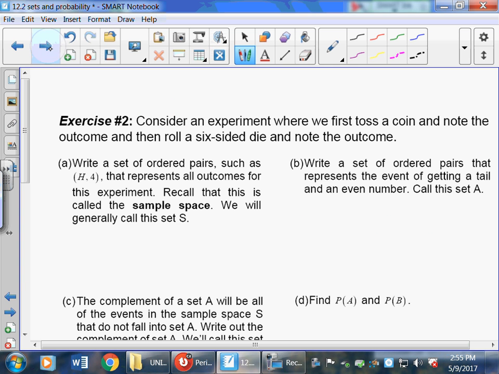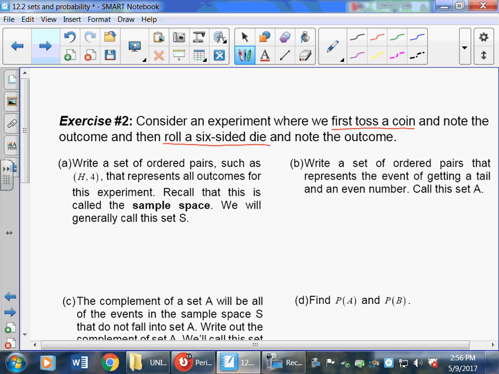Exercise 2. Consider the experiment where we first toss a coin and note the outcome, and then we roll a 6-sided die and note the outcome. So A says, write a set of ordered pairs such as (H, 4), representing heads and rolling a 4, that represents all outcomes for this experiment.